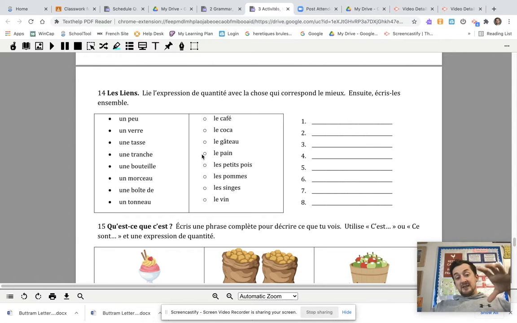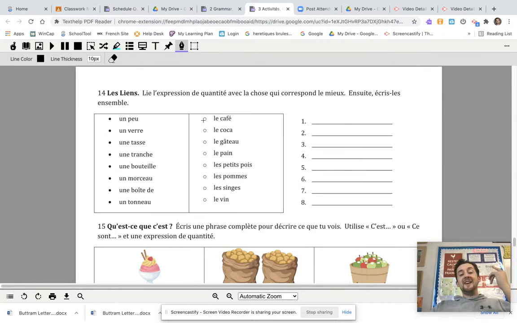All right, so one of these is going to be best with a cup. One of these is going to be best with a glass. One of these is going to be best as a slice, etc. So one of these is going to be best as a barrel. You should know most of these words. Petit pois, if you don't remember from the junior high, is peas. D'accord? Les singes, if you don't remember from the junior high, is monkeys. D'accord? So let's do one of these together.